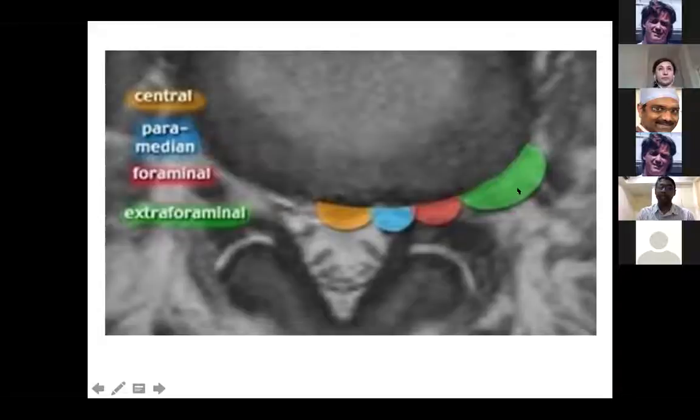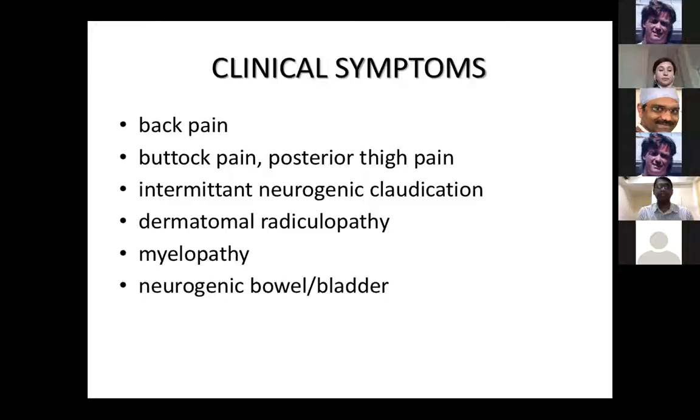So what do the patients normally present with, or what are the clinical symptoms? Typically, patients present with back pain. But of course, the most common presenting complaint would be intermittent neurologic claudication. Sometimes they can have buttock pain, posterior thigh pain, dermatomal radiculopathy, myelopathy, or they could even have neurogenic bowel or bladder involvement.